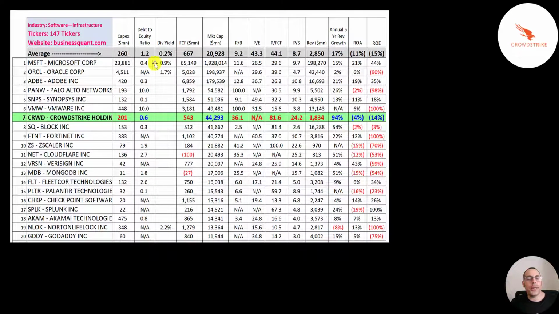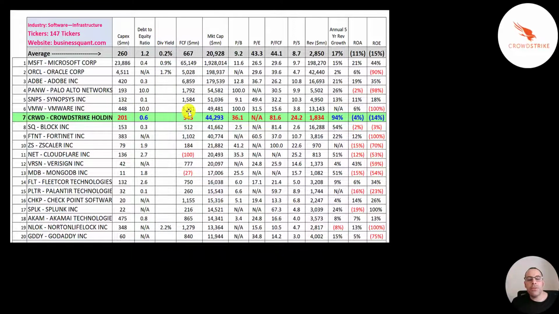There are 147 companies in their industry. These are the top 20. Crowdstrike ranks 7th in market cap at 44 billion. The average is 21 billion. They spend a little less than average in CapEx. They do have a better debt to equity ratio than the average company. They're 0.6. Average is 1.2. That means for every dollar of equity, they only have 60 cents of debt.